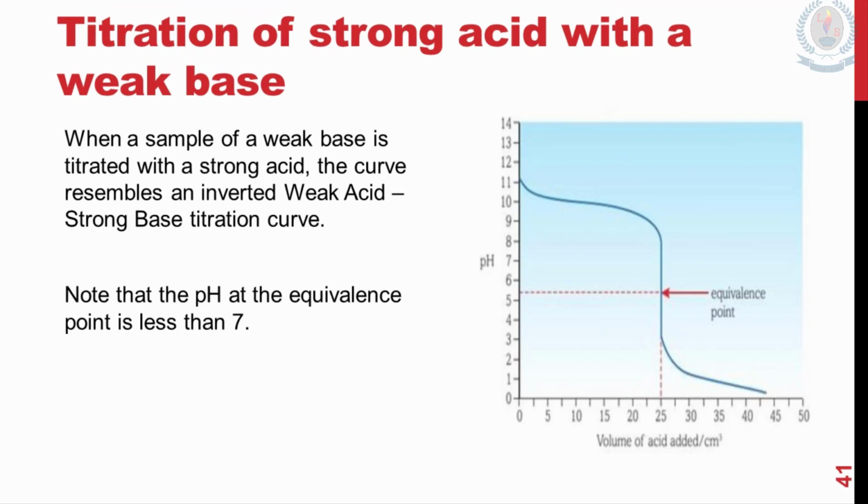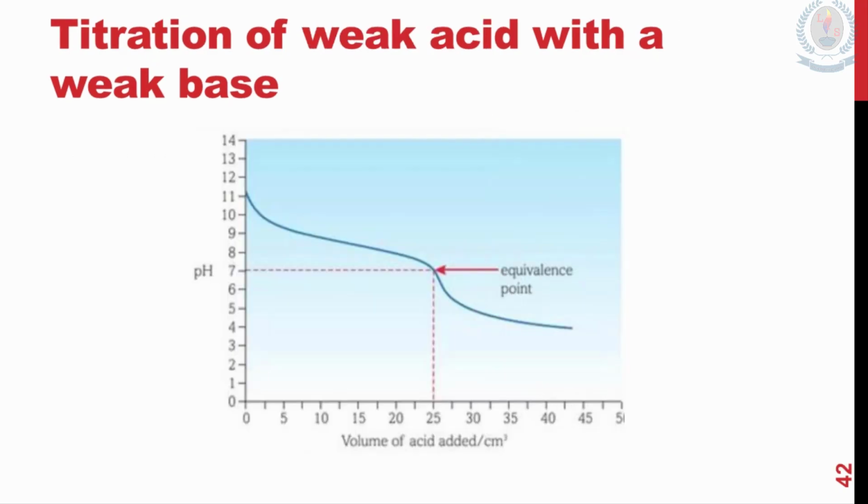Here is the titration of a strong acid with a weak base. So this is the shape of the curve, and the equivalence point is below 7. So you have to choose an indicator according to that. Now the titration of a weak acid with a weak base. This is the shape of the curve. The equivalence point is at pH 7.